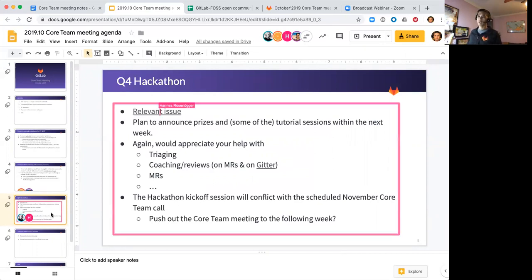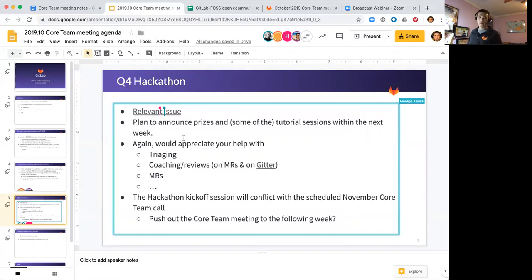You'll probably see the same sort of social campaign on Twitter, LinkedIn, and Facebook like we did last time. We thought the social campaign was pretty successful, so we're going to use that same template with our social team. The plan is to update the hackathon pages this week with prizes, and I'm finalizing some of the tutorial sessions, although we might add more in the next few weeks. So you'll probably see the hackathon page updated hopefully sometime in the next couple of days.